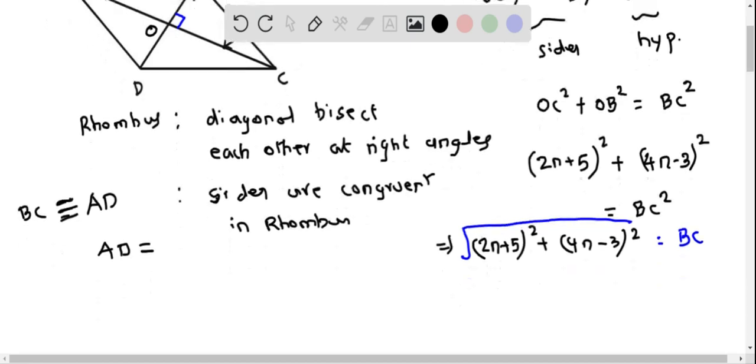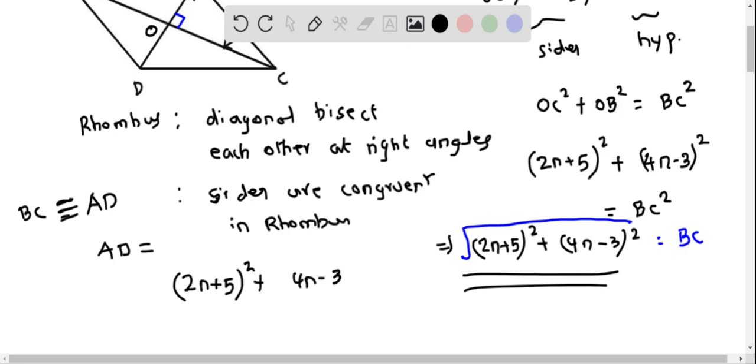Therefore, since we already found the value of BC, we can write down AD as the same expression, that is the square root of (2n plus 5) quantity squared plus (4n minus 3) quantity squared. So this is the expression to determine AD in terms of n.